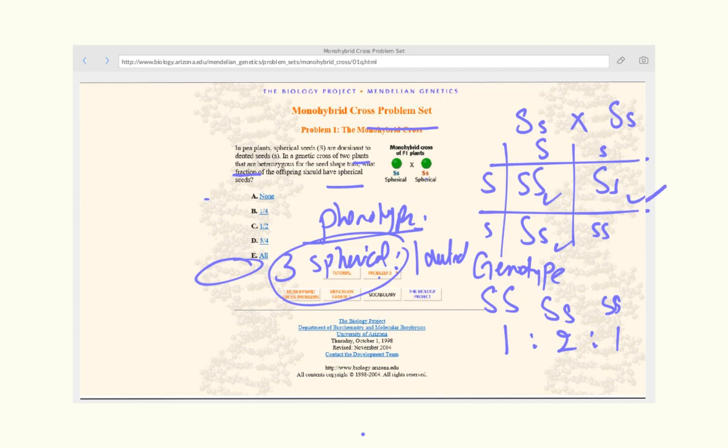if you have the capital letter or the dominant allele, the dominant characteristic will be inherited, and the other one will be hidden. So I have here 3 spherical to 1 dentate. Okay, the question is asking, what fraction of the offspring should have spherical seeds? So the fraction that should have spherical seeds is 3/4 of the offspring.